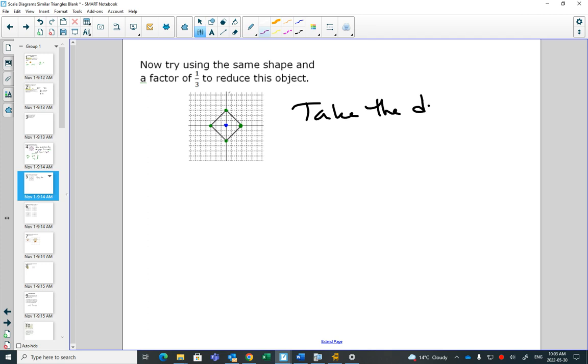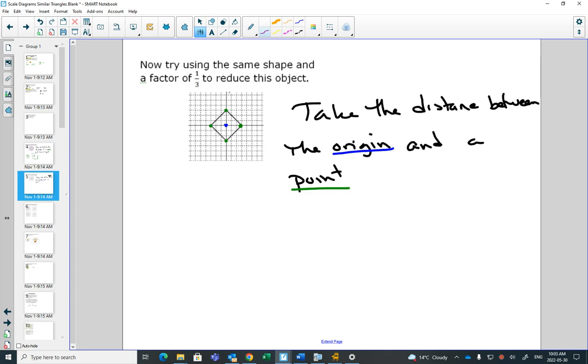Same idea, right? Take the distance between the origin, which is the blue point, and any of your green points. And now what do we multiply by? 1/3. So if I multiply by 1/3, what's 1/3 of 3? 1. 1, 1, 1. This makes just a tiny little square in the middle.